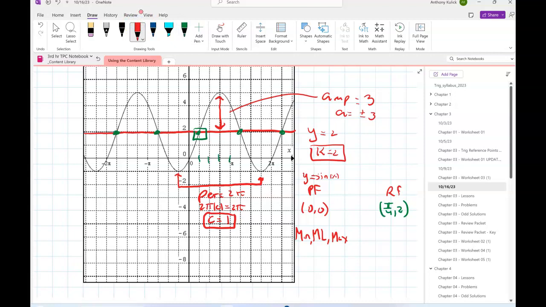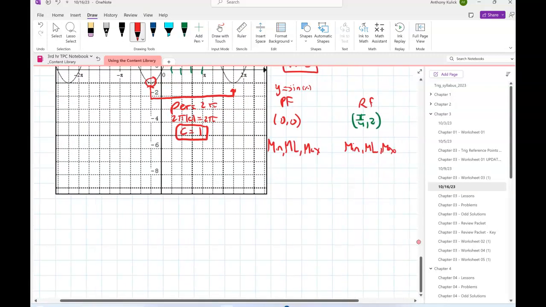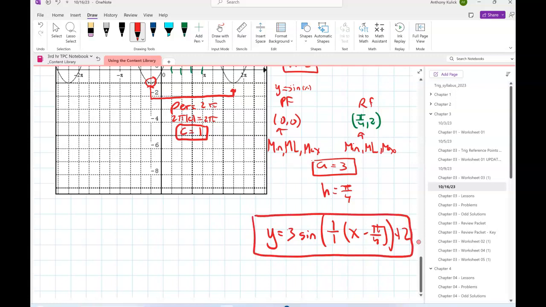When I look at that one, preceding it is a minimum, and following that point is a maximum. So I can tell then that the A has to be positive, and I can tell that the h has to be pi over 4. So there's that as one possible answer.